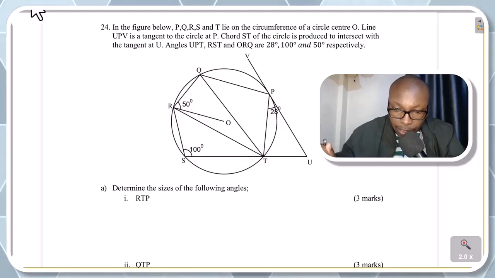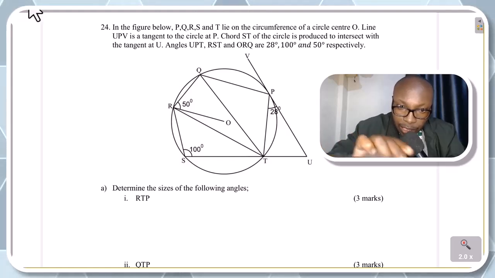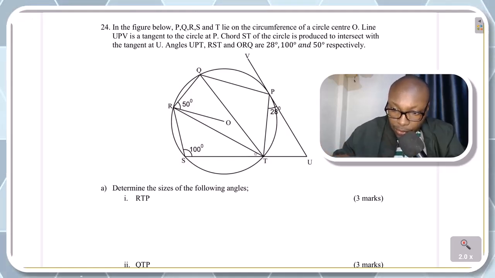Now the first part of the question: determine the sizes of the following angles. The first one is RTP. So we identify that angle first, RTP. In the diagram, RTP is this angle. So that is the angle that we need to get.